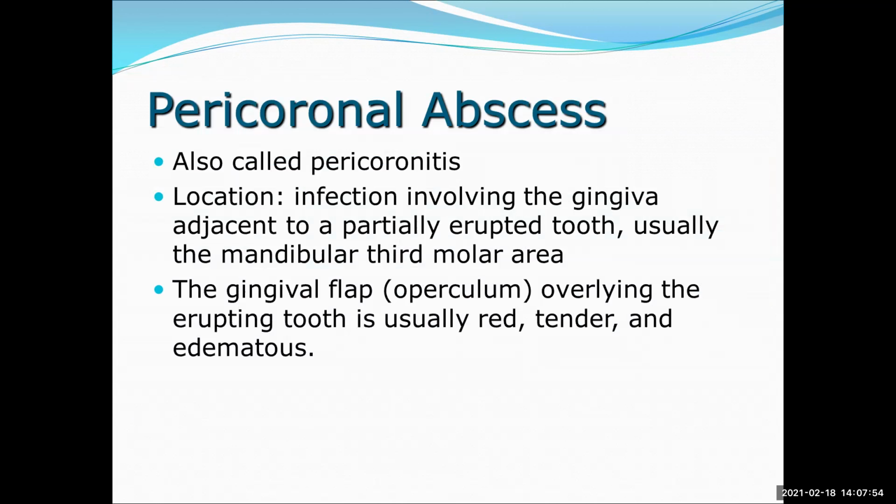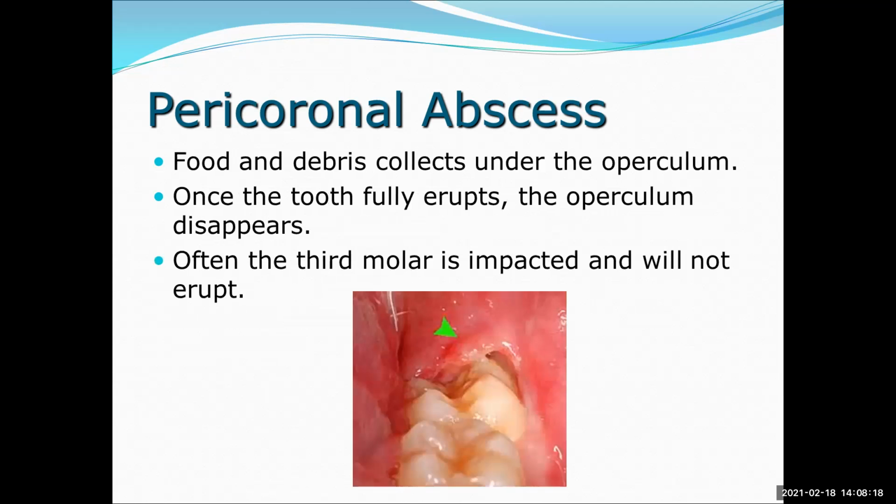Remember that erupting third molar, the infection involving the gingiva adjacent to a partially erupting tooth. It's usually the mandibular third molar, but we can sometimes see it in the second molars of preteens as well. That gingival flap, or the operculum, overlying that erupting tooth is usually red, tender, edematous. The patient can't bite down. It's sore, very friable. You blow air and it just kind of goes blah, blah, blah, like that, very friable.